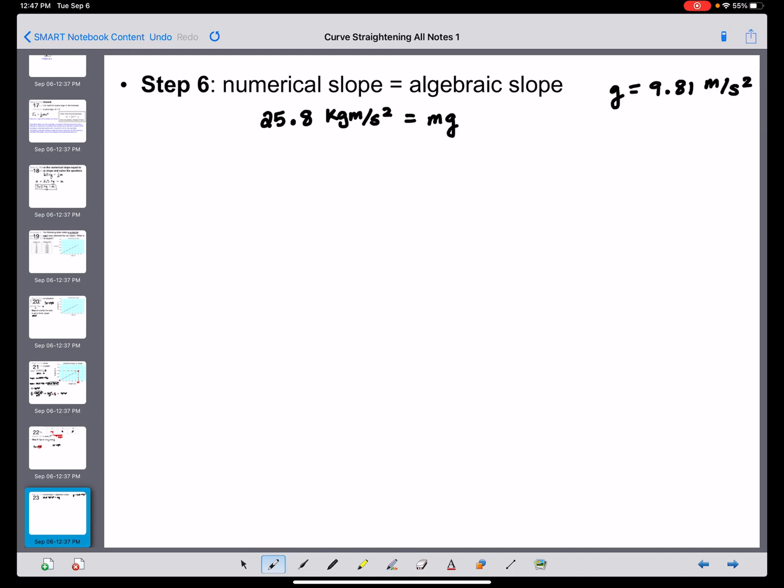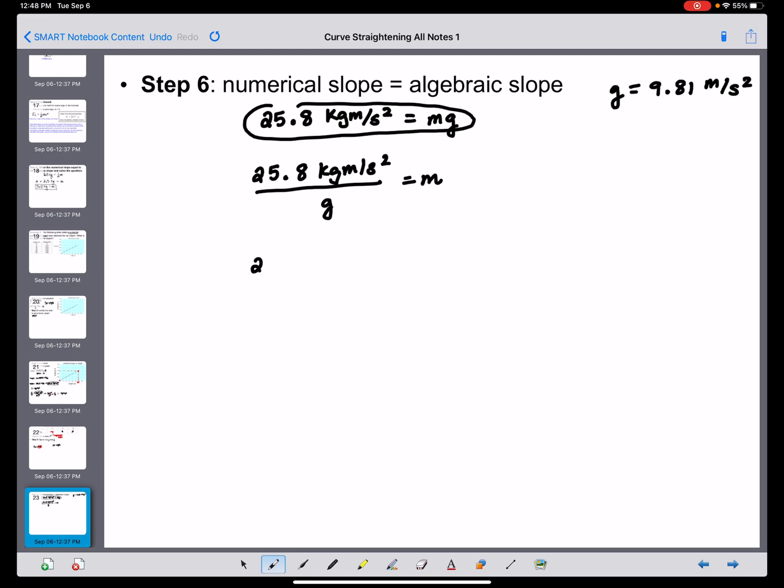What I'm going to do is take this equation that I'm circling and solve for m, because that's what the question was asking. I'm going to divide on both sides by g so that I get m by itself. And now I'm going to plug in a value for g. So g is 9.81 meters per second squared. If you put that in your calculator, you're going to get approximately 2.63.